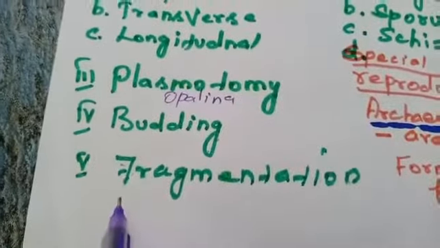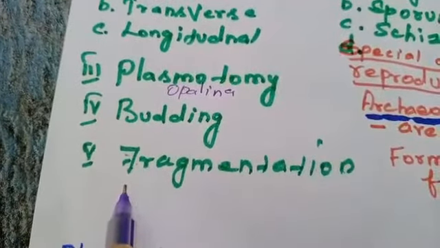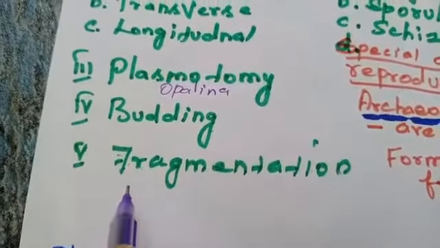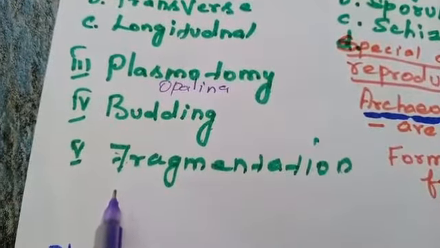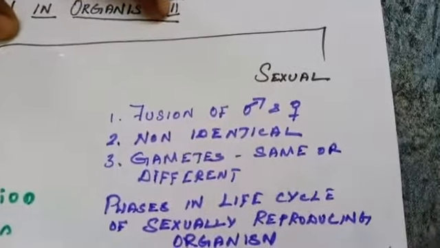The next one is fragmentation. Fragmentation occurs in flatworms. The body of the worm divides into many pieces and each develops into a new individual. Example, flatworms.